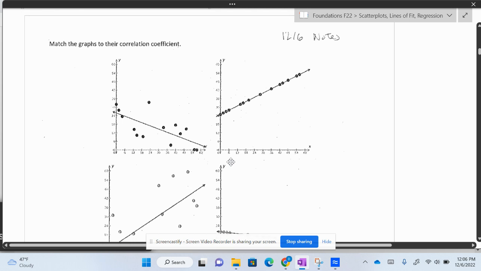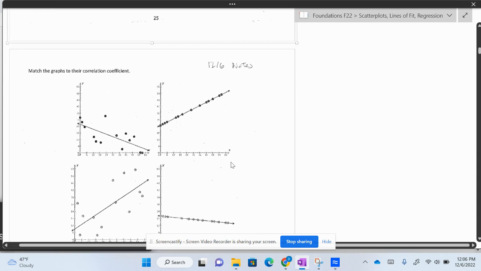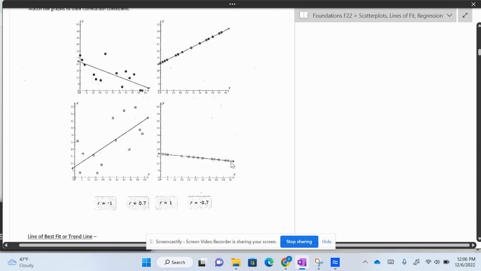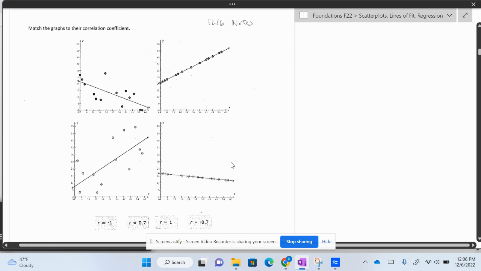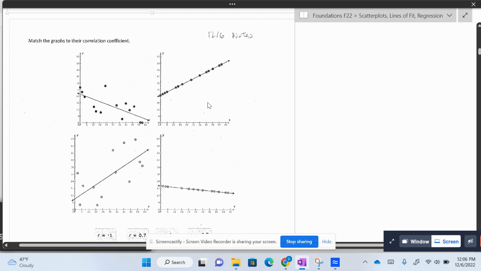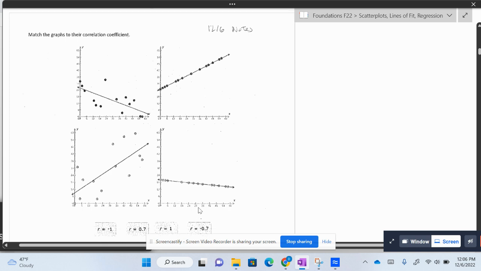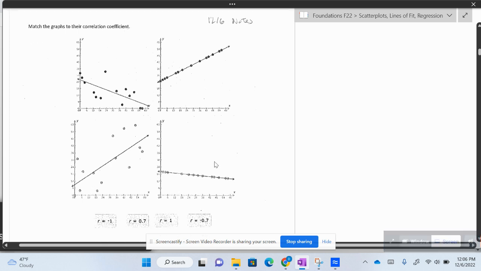Okay, so we have 4 graphs and we have 4 correlations down here. Do you guys see that? 4 R's, correlation coefficients. So we're going to match the graph above with the R correlation coefficients down below.